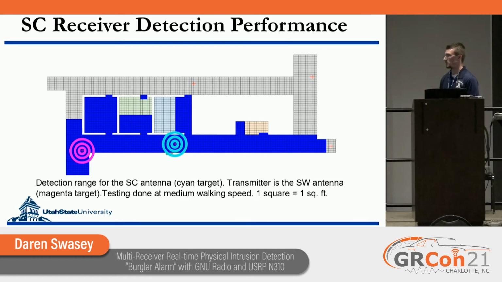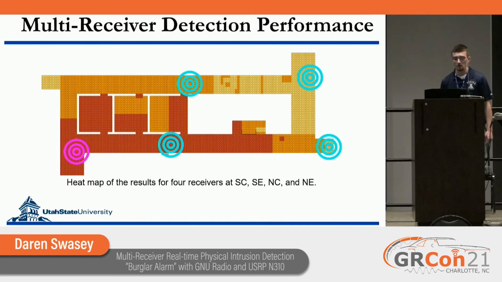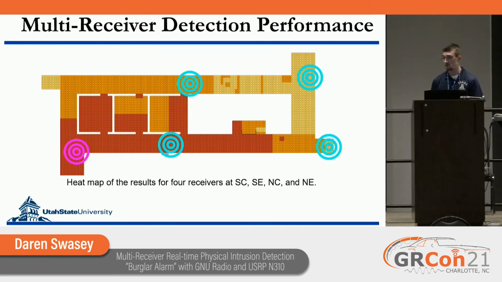And I proceeded to do this with the other 3 receivers as well and generated this heat map. So in the darker areas, all 4 of the receivers were able to detect motion there. And in the lightest area, only 2 were able to detect it. But these are pretty amazing results. They're very sensitive, and I'm glad we were able to get the results we did.